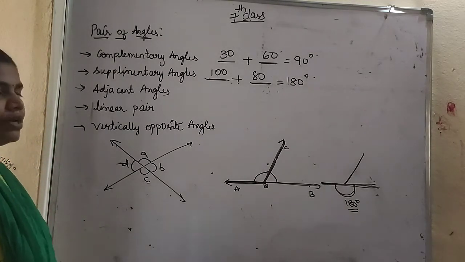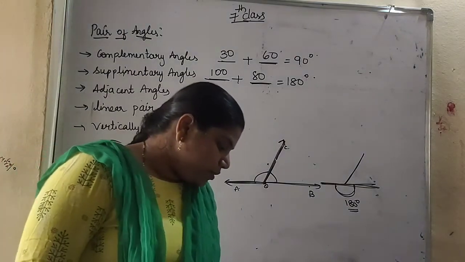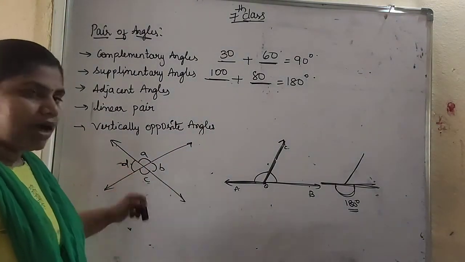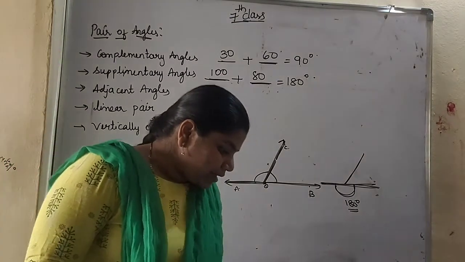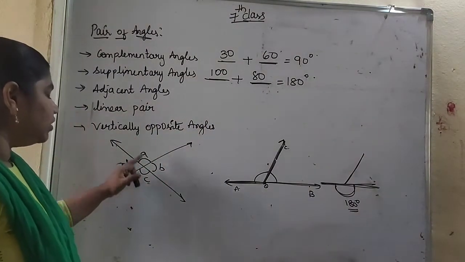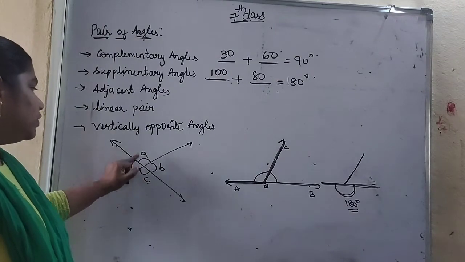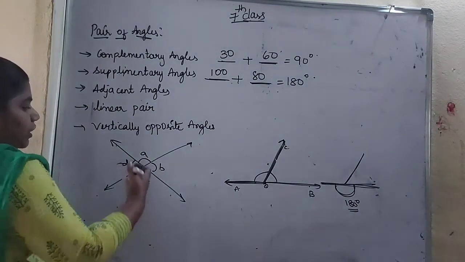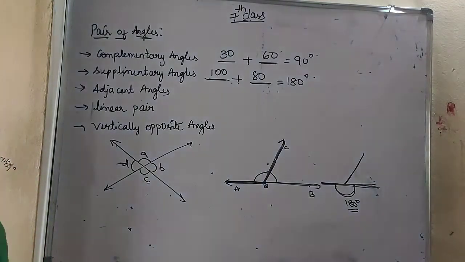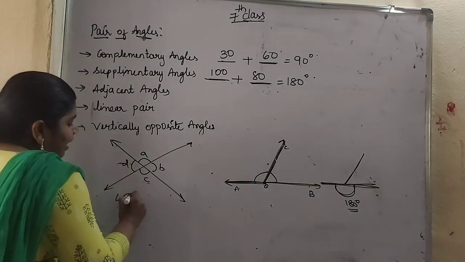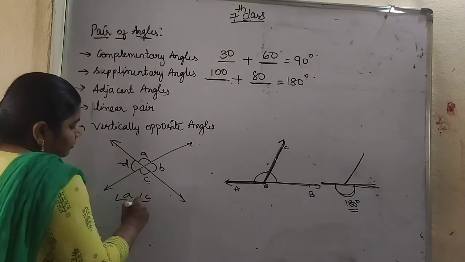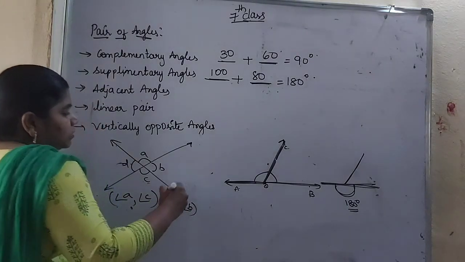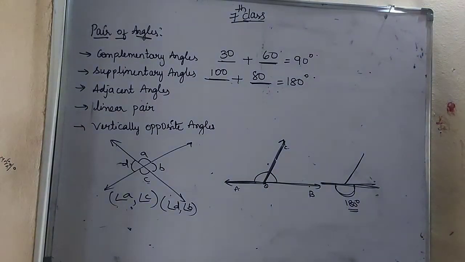What do you mean by vertically opposite angle? Vertically opposite angles means any two lines intersect at one point. The angles that are formed opposite to each other, we will call it as vertically opposite angles. So here, which angles we will call it as vertically opposite angles? Angle A is opposite to angle C and angle D is opposite to angle B. So these are vertically opposite angles.